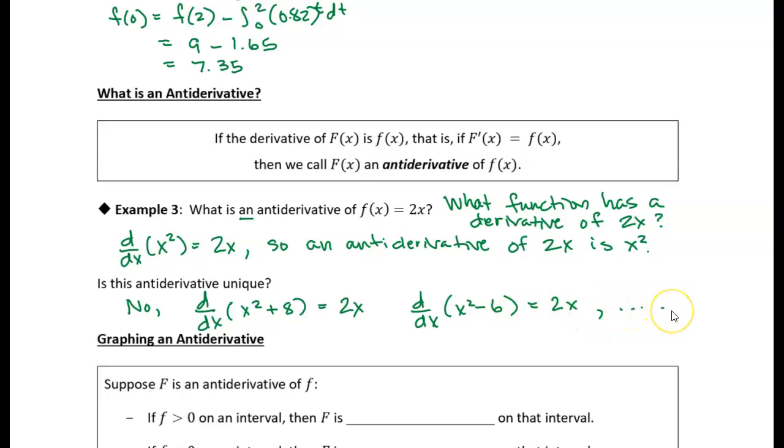And we could find any number of functions, right? If we just change this constant, then we can find all kinds of functions that have a derivative of 2x. So in general, we can say that the antiderivative of 2x is something that looks like x squared plus a constant, just some constant c. We don't really know what c is unless we're given some more information. All right, so that takes care of that example. We're going to go back to looking at graphing antiderivatives in the next video.